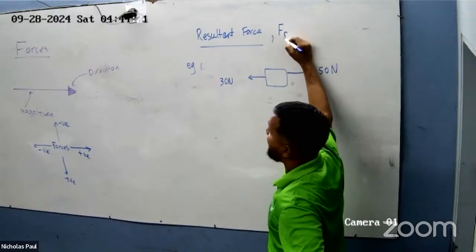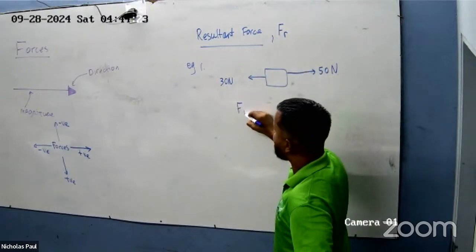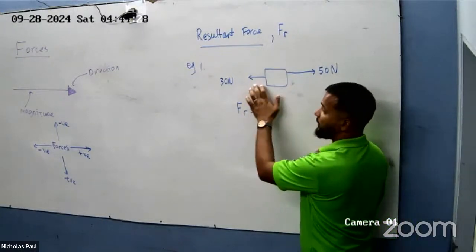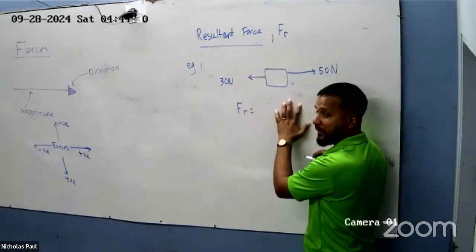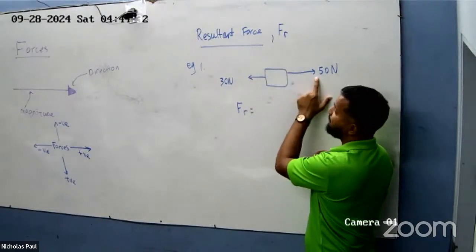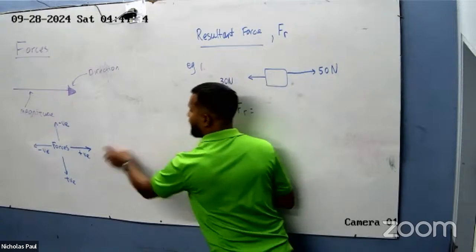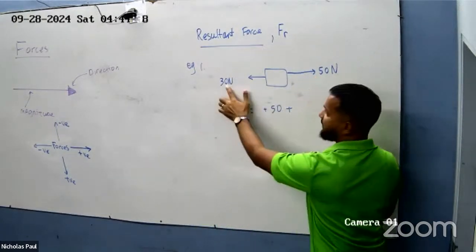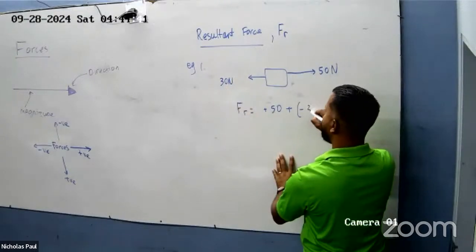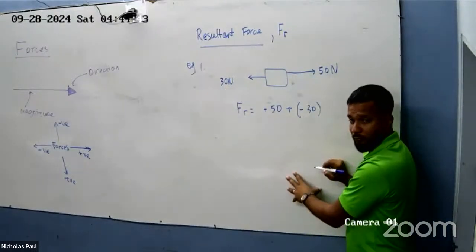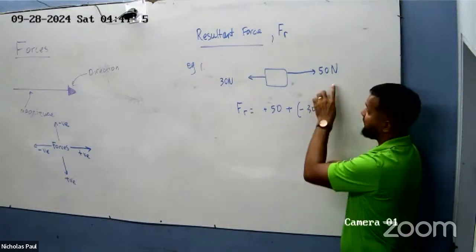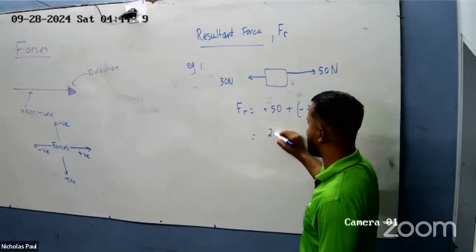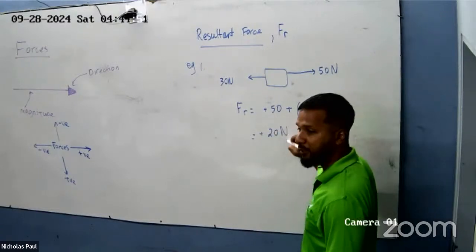I'm using FR as a symbol. How do we find the resultant force? I gave you a small note there. The note said the algebraic sum of all the forces acting. So this is positive 50 plus negative 30. So the answer is positive 20 newtons.